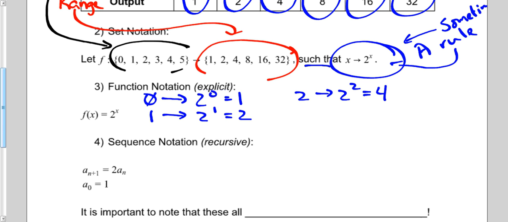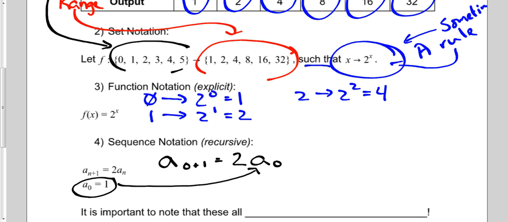Now, the interesting thing about recursive notation is I know how to get the next one. So if I have 0, I put 0 in for n here, and then this gives me the first one. It's hard for me to describe, so I'm just going to write it down. I get a sub 0 plus 1 is going to equal 2 times a sub 0. Well, a sub 0 equaled 1, so I'm going to put that in there.